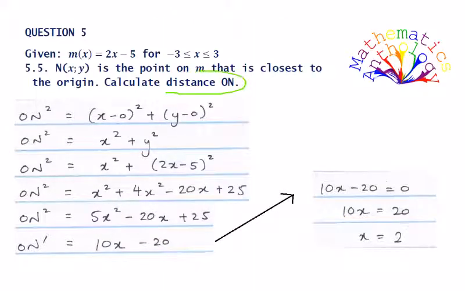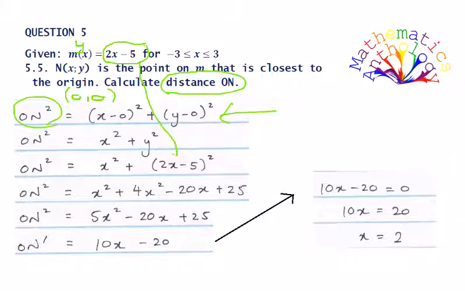Question 5. You're given m of x is equal to 2x minus 5 for negative 3 less than or equal to x less than or equal to 3. 5.5 now. If N(x, y) is the point on M that is closest to the origin, calculate the distance ON. Now remember the coordinates for the origin are 0 and 0.